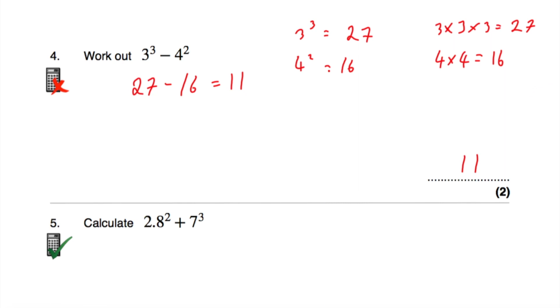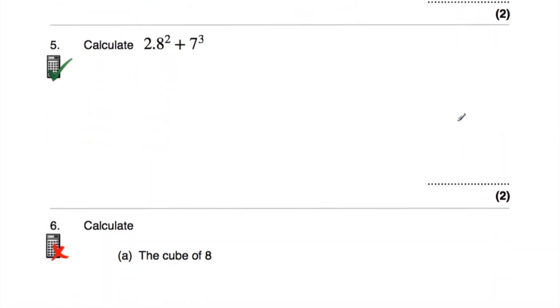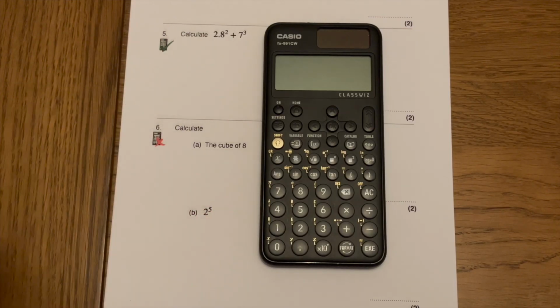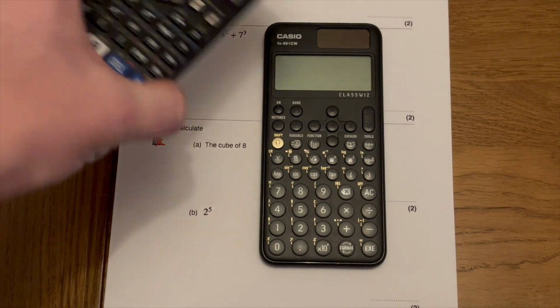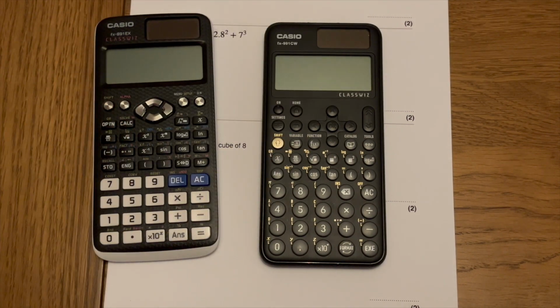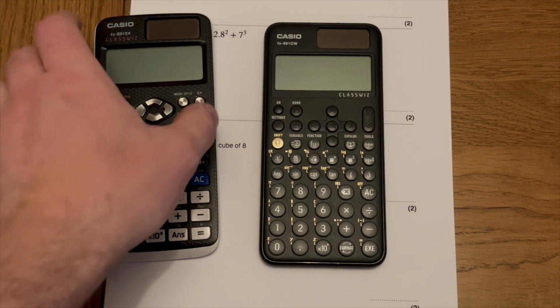Okay, let's have a look at our next question, question number 5. Question number 5 is a calculator question. So I'm going to have a look at this question using 2 different calculators. I'm going to do the question first of all using this calculator, and then afterwards I'll use this model, just because the squared and the cube and the power buttons may be in slightly different locations.